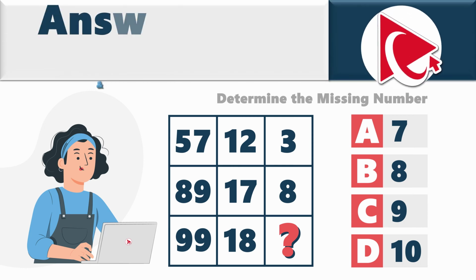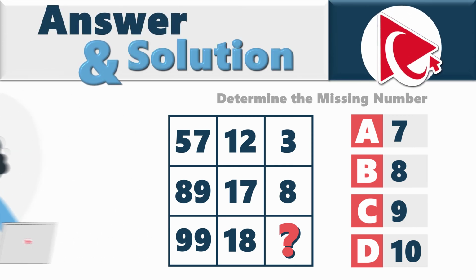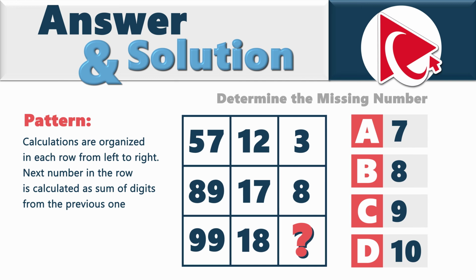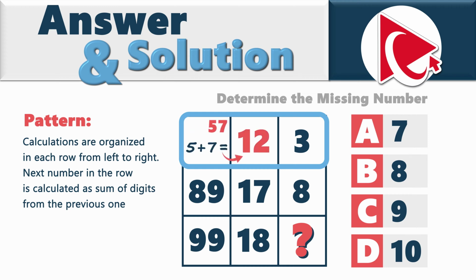If you look closely, you can easily recognize the pattern. The calculations here are organized in each row from left to right. The next number in the row is calculated as the sum of digits from the previous one. Let's look at the first row calculations. The number in the upper left corner is 57. 5 plus 7 equals 12, and 1 plus 2 equals 3.